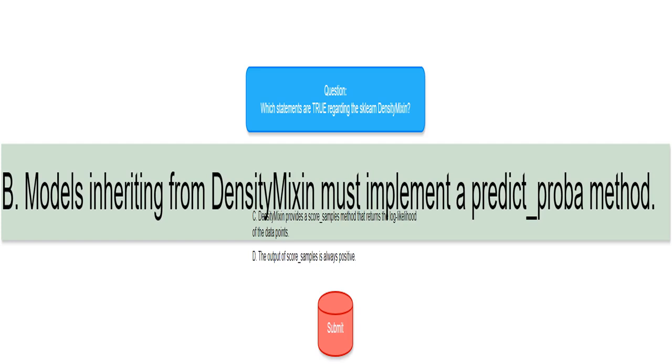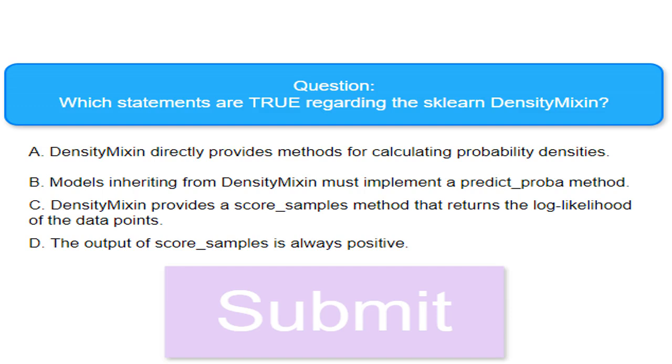_score_samples returns the log likelihood. Logarithms can be negative, so the output can be positive or negative. Remember the properties of logarithms. This is the button you would click to submit your answers.